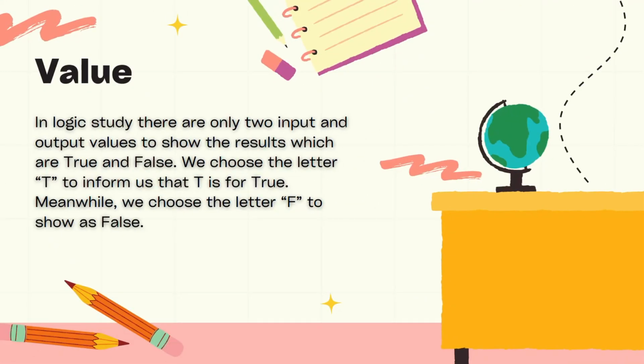Okay, for the value, in logic study, there are only two input and output values to show the results, which are true and false. We use the letter T to inform us that it is true, meanwhile we use the letter F to show us false. Each password condition will be evaluated as either true or false, depending on whether it is satisfied or not.